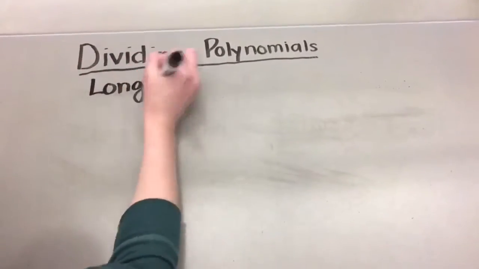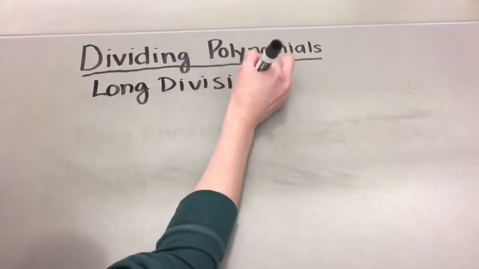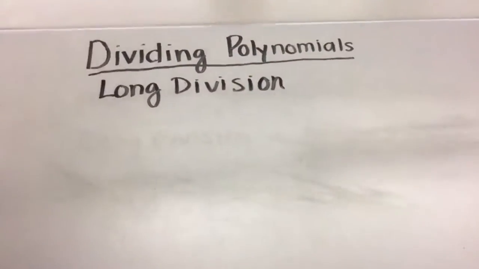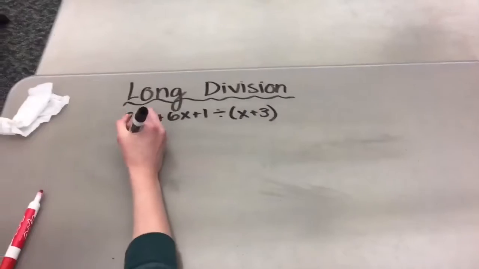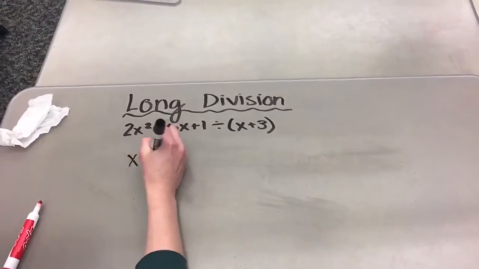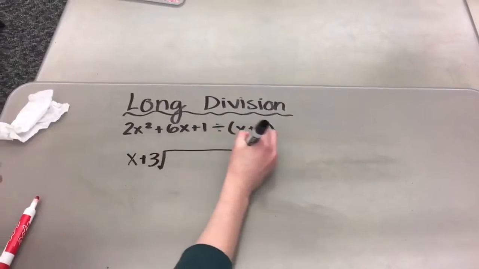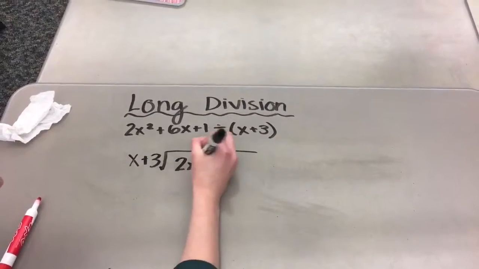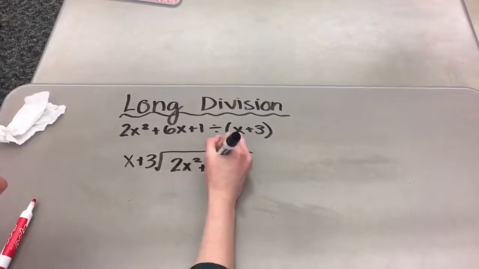The first way to divide a polynomial that we're going to go over is long division. The first long division problem we are going to complete is 2x squared plus 6x plus 1 divided by x plus 3. You set it up like any other long division problem, as demonstrated.